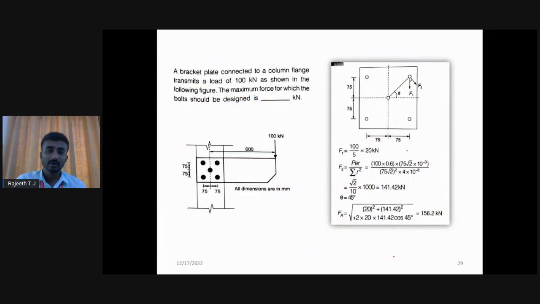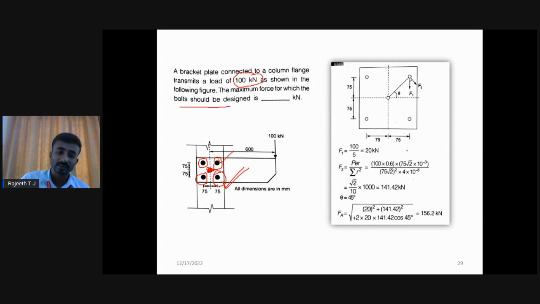If you go to the next problem, what is the next problem? The bracket plate connected to the column flange transmits 100 kilonewton load, whereas in the previous problem it was 10 kilonewton. In the following figure, find the maximum force for which the bolt should be designed. So here again the extreme bolts are 1, 2, 3, 4. The inner, middle bolt will not be under extreme condition, will not receive the maximum load. So as always we should take the extreme bolts like this.